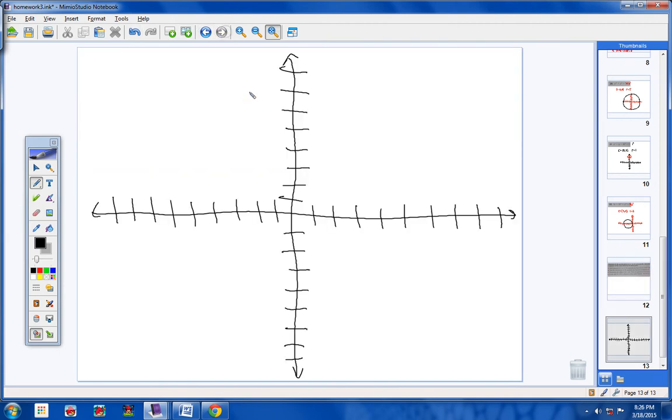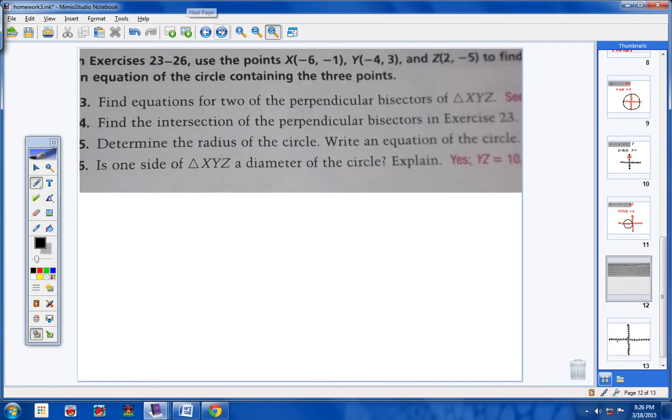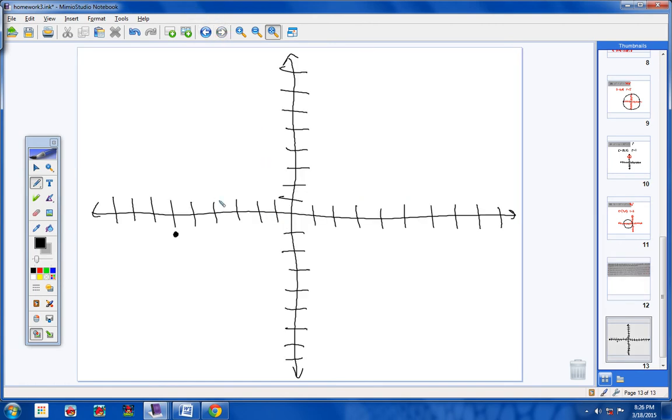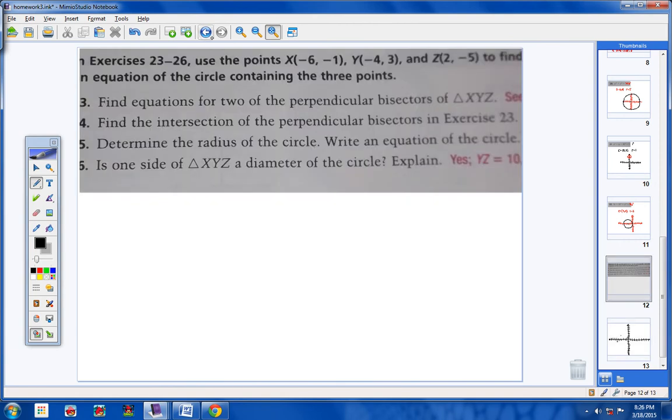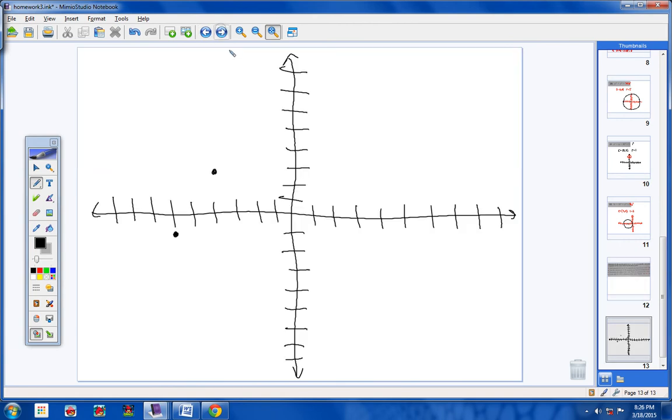-6, -1. So -6, 1, 2, 3. Where's 6, -1? So there's 1 point. -4, 3. So -4, +3 right here. And then 2, -5. 1, 2, 3, 4, 2, -5 right there. So there's our triangle for the most part. I'm going to go ahead and sketch a triangle.